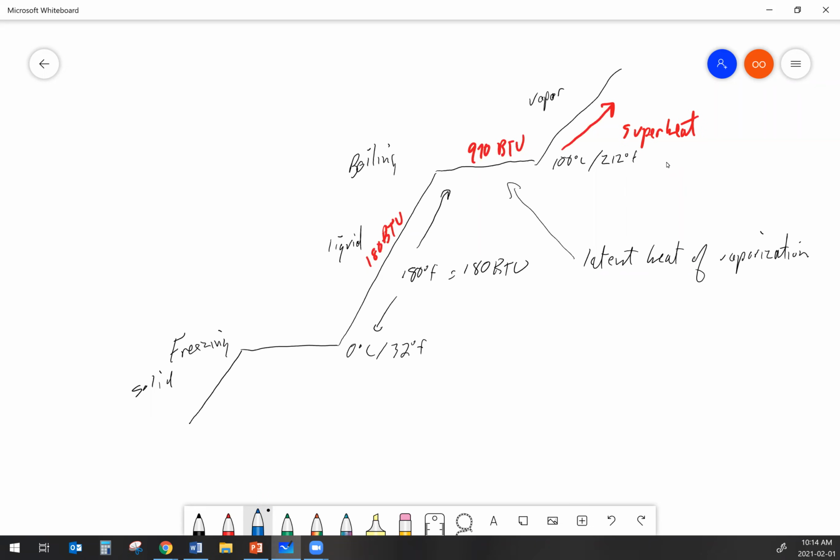You run the refrigerant through the condenser, and the condenser cools down the refrigerant below its condensation point. We went from a vapor back down to a liquid. That's called subcooling.